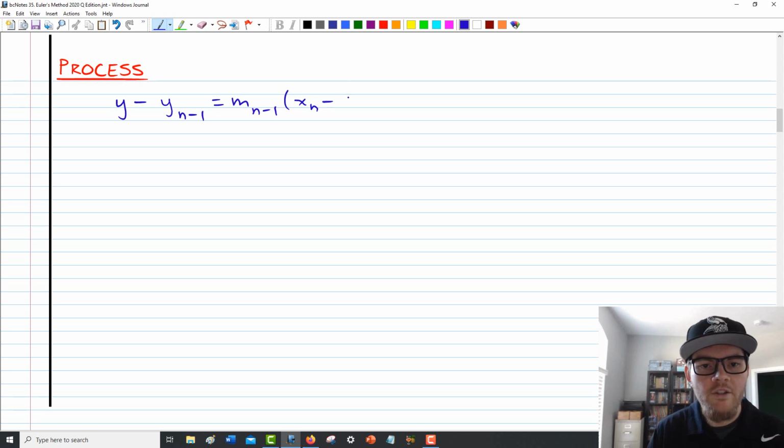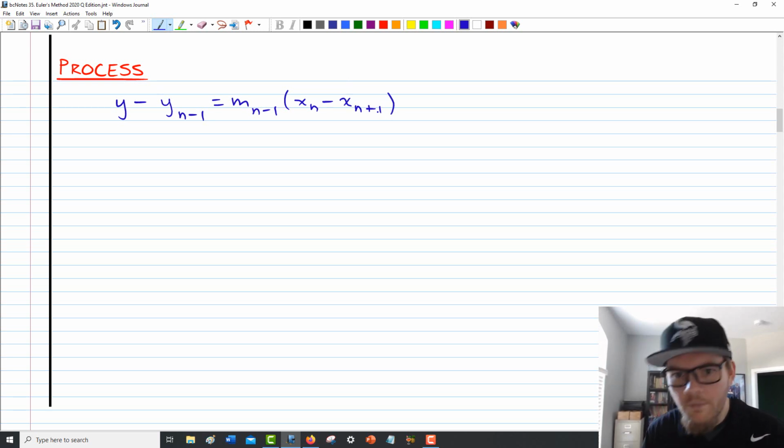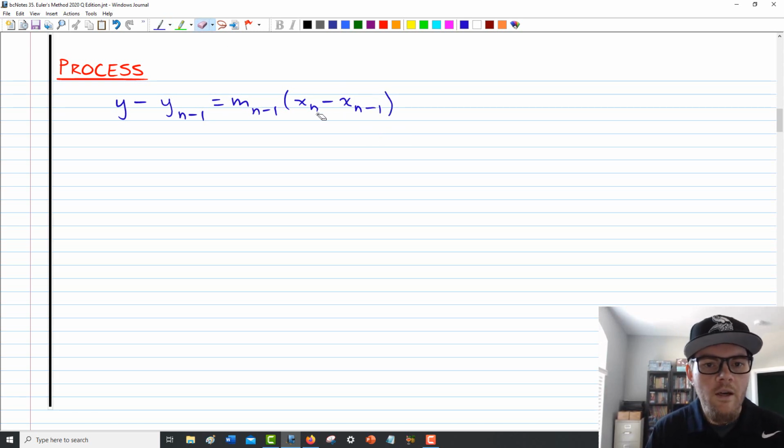You'll often see an expression like this written in. I'm trying to make sure I read it correctly. Nope, n-1. Let me clean this up. You often see an expression written like that.